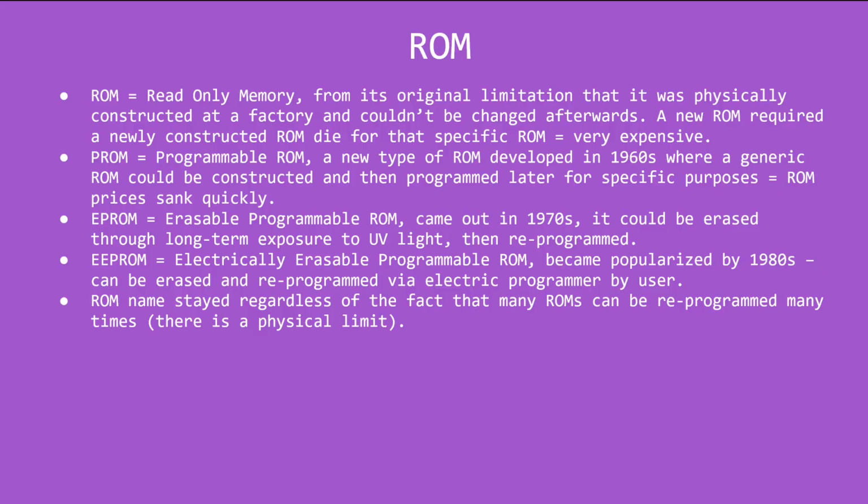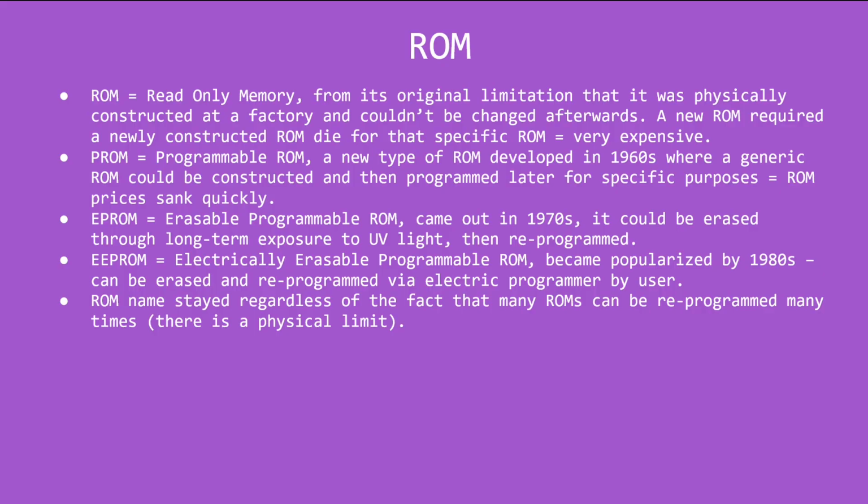And now we come to ROM, which is read-only memory. Now, this is from the original limitation that it was constructed at a factory. They made a particular die, they produced whatever chips, and it couldn't be changed afterwards. If you wanted a new ROM or you needed more of the old one, they had to bring out the die again. There was a good chance they got rid of it, maybe. If they had to make a newly constructed one for something, yeah, that got extremely expensive.